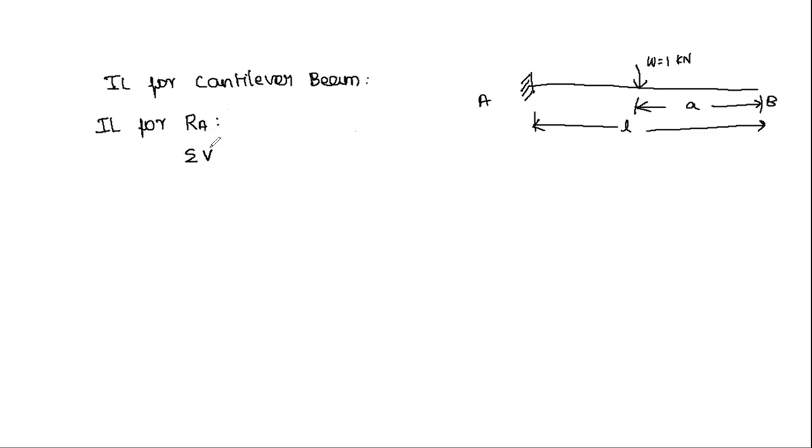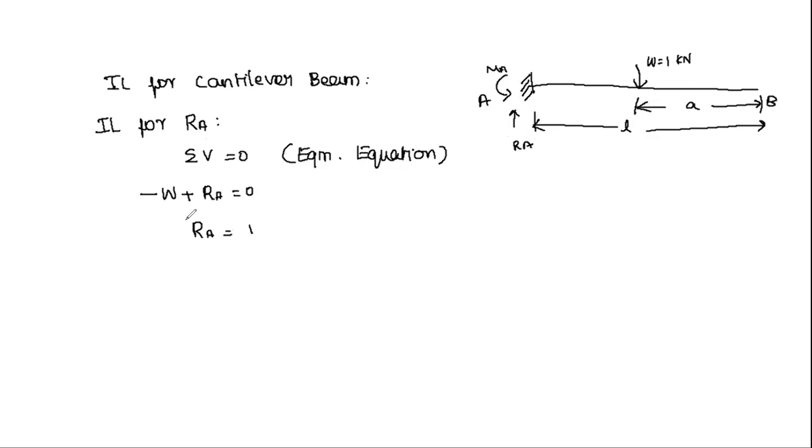We know that summation of vertical forces is equal to 0, that is an equilibrium equation. So what are the vertical forces here? Minus W, that is acting in the downward direction, and we are having an RA and MA here, that is moment. Here we won't consider the horizontal reaction because the whole beam is subjected to vertical loading alone. So minus W plus RA is in upward direction equal to 0. Minus W in the sense RA equal to 1.